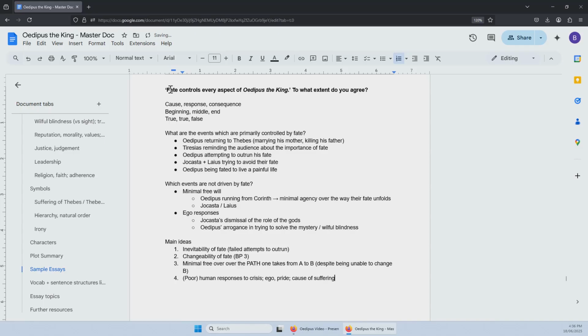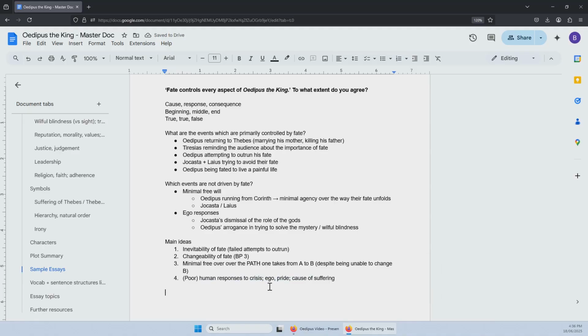So if we've got this question, fate controls every aspect of Oedipus the King, to what extent do you agree? We can pick 3 of any of these ideas here. So I personally really like these 3. I think they deal really well with the fate aspect of the topic. They're all super on topic. This one here is a little bit different. You run the risk of possibly going a bit off topic if you're not very skilled at bringing the evidence back to a particular point you want to make.